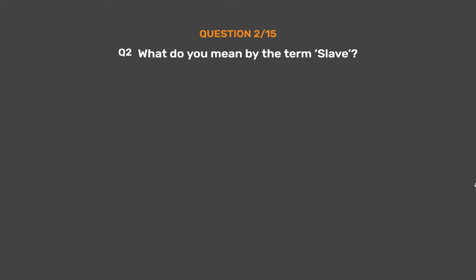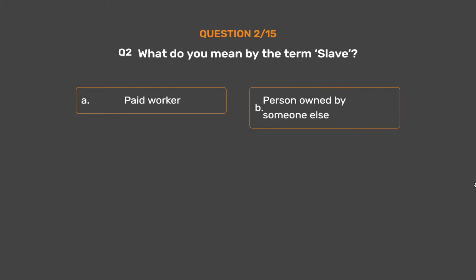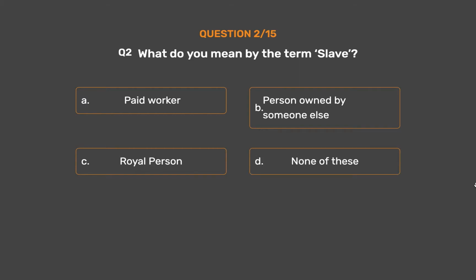Question number 2. What do you mean by the term slave? Option A. Paid worker. Option B. Person owned by someone else. Option C. Royal person. Option D. None of these.